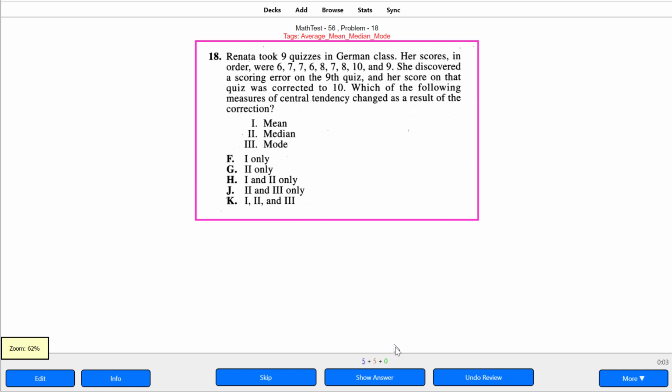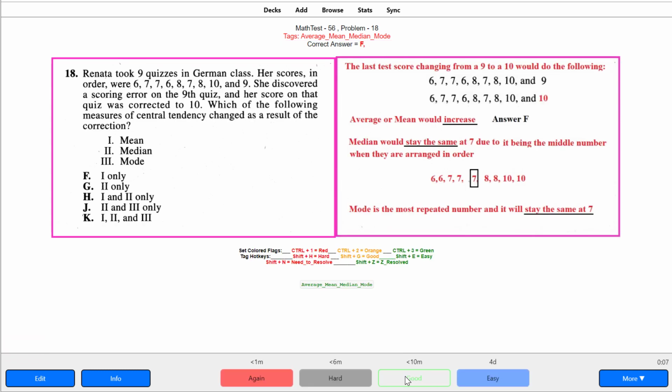In problem number 18, this is an average, mean, median, mode problem. A student is given 9 test scores. On her 9th score, it was corrected from a value of 9 to a value of 10. And what would that change? The mean, the median, or the mode? Okay, we need to know that average and mean would increase. Median would stay the same. Mode is the most repeated number, and it would stay the same at 7.